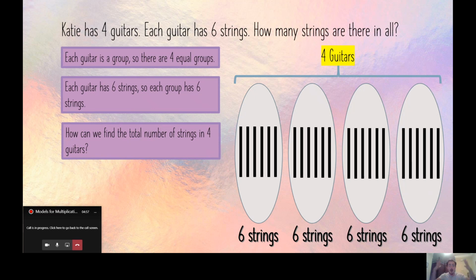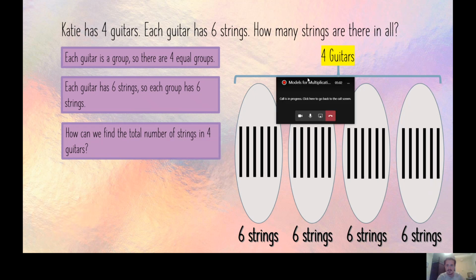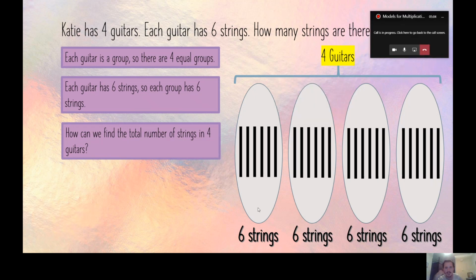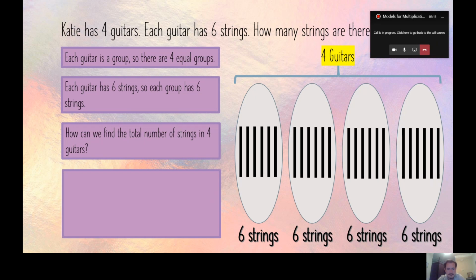Now, how can we find the total number of strings in 4 guitars? Any ideas? I know each one has 6, and there are 4 groups of 6. We can use repeated addition. Like we talked about before, we can add the number 6 4 times. I see we have 6 here, plus another 6, plus another 6, plus another 6.